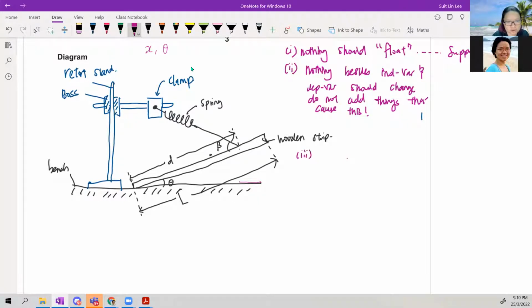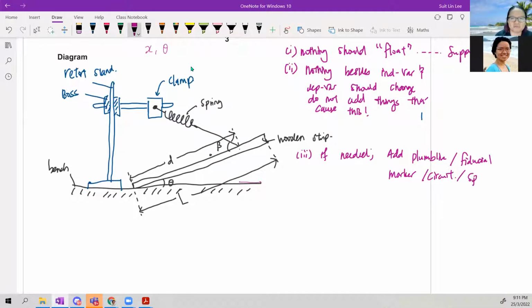Number 3, if needed, especially if we want to measure things, we can add a plumb line, a fiducial marker on the drawing, a circuit. Sometimes it's a circuit experiment, not this one. A spirit level, if needed. Don't go and just draw everything.